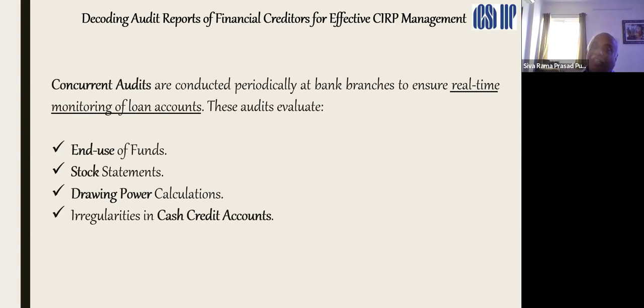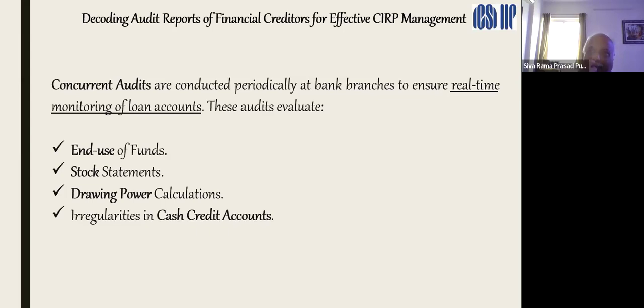The concurrent audit is conducted periodically at bank branches to ensure real-time monitoring of the loan accounts. This is one audit report. What does the concurrent audit mention about this company's account, whether it is a good company, or any diversion or misappropriation? Whether the company has used the loan given by the bank for that purpose, that is called end use. These audits evaluate end use of funds and the stock statement.